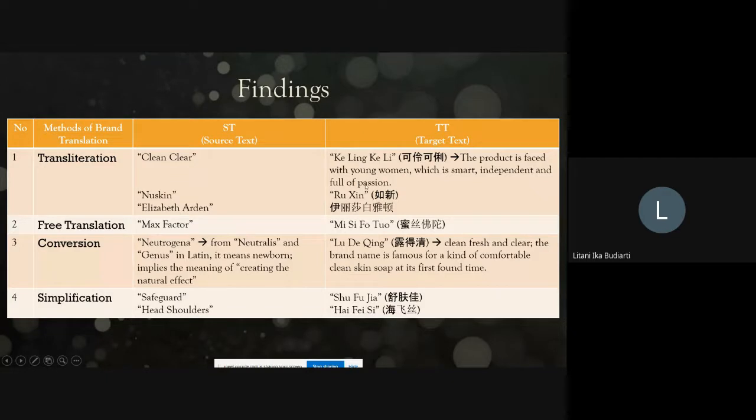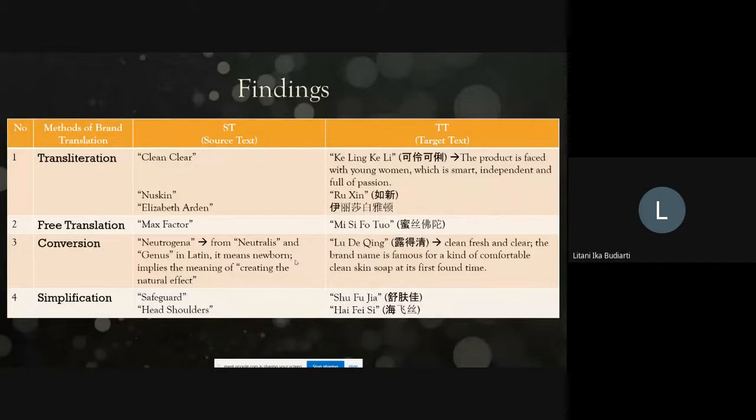So the translation here is like what they heard from the original one. I don't speak Chinese, so I do not know how to spell it, but it actually has a similar pronunciation. Like this one, Nuskin becomes Rusin, and this is Elizabeth Arden, but in Chinese, I do not know how to pronounce it, but yeah, it's like that. And then this is free translation, Max Factor becomes Misefuto.